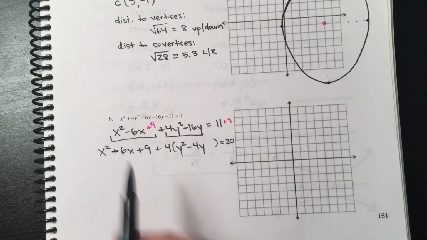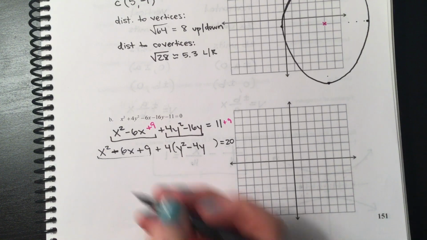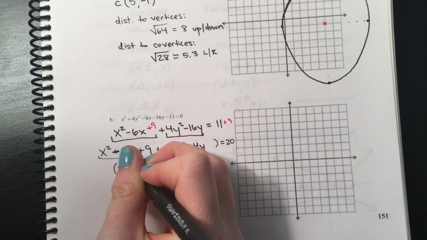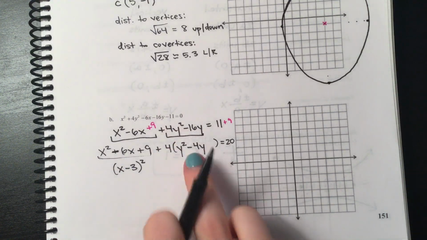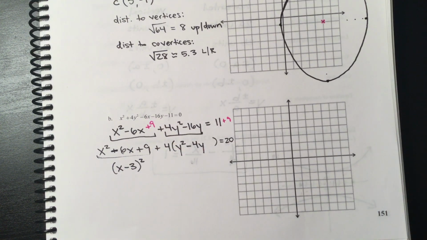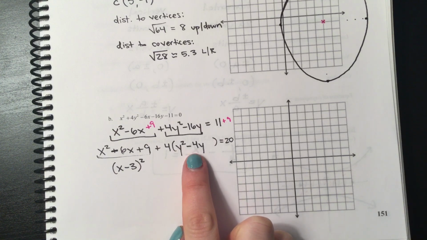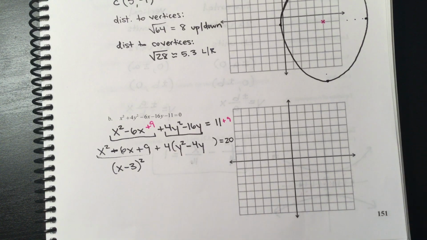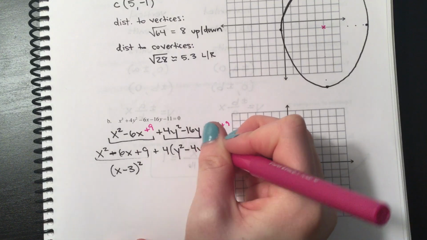So let's start to simplify things up. The x stuff factors as x minus 3 squared. Now I'm still working on completing the square with this piece. So this one I start with my middle term that's attached to the y, cut it in half, that gives me -2, and then square it and I get 4.